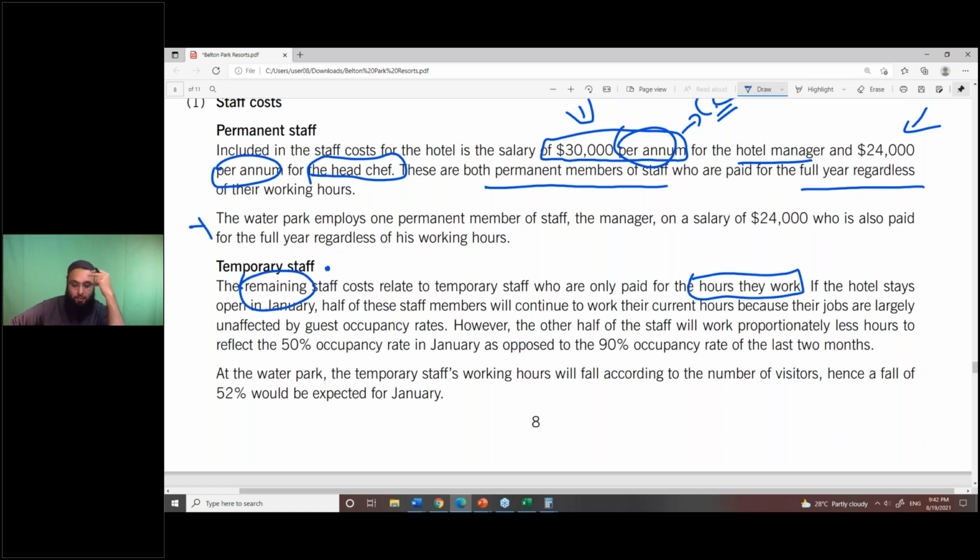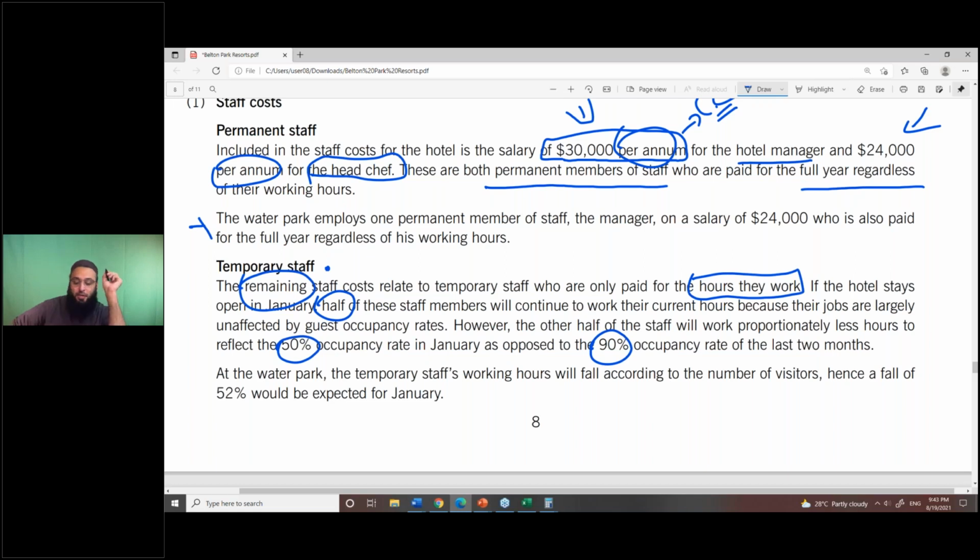That's variable. If the hotel stays open in January, half of these staff members will continue to work, okay, because they are paid on the basis of hours. So if the hotel stays open in January, half of these staff members will continue to work their current hours because their jobs are largely unaffected by the guest occupancy. Half will continue. However, the other half of the staff will work proportionately fewer hours to reflect the 50% occupancy rate in January as opposed to 90% occupancy in the last 2 months.